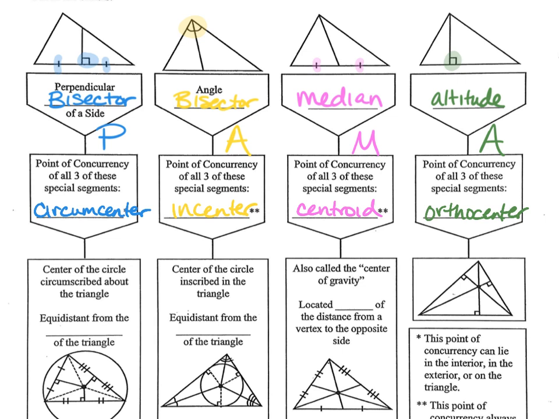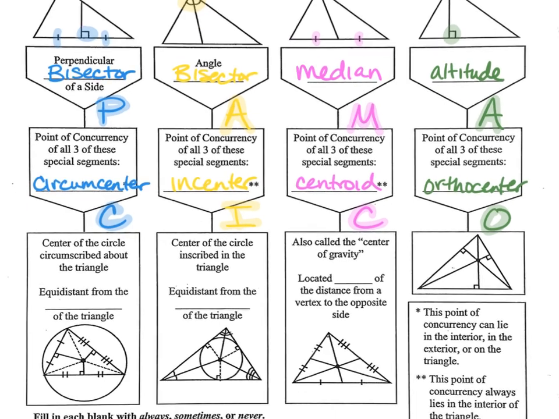So if we put the initials of all of these words, we had PAMA from the special segments, and we have SECO from the points of concurrency. That's going to be really helpful for you to maybe remember what goes with what. So PAMA, SECO reminds me that perpendicular bisectors go with circumcenter. The angle bisectors go with in-center. The medians go with the centroid, and the altitudes go with the orthocenter. PAMA, SECO. That's going to be your little acronym to maybe help you remember these things.